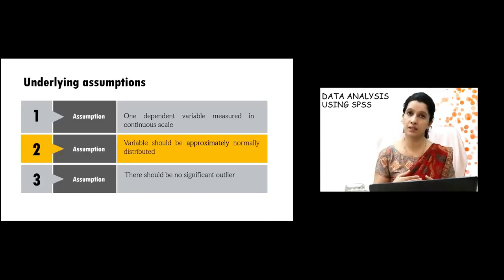And the third assumption is that there should be no significant outlier. This is also important because we cannot say that there will be no outlier at all. Generally there may be a few outliers, but they should not be very significant. So all these three assumptions we will check before we apply the test.